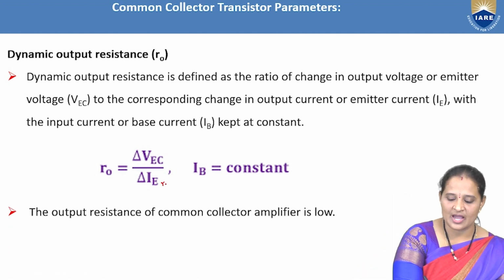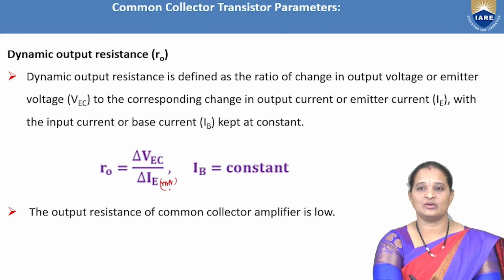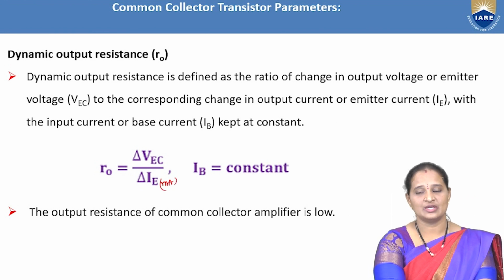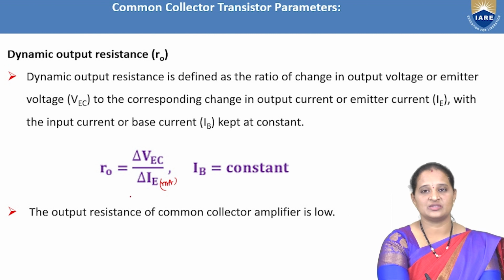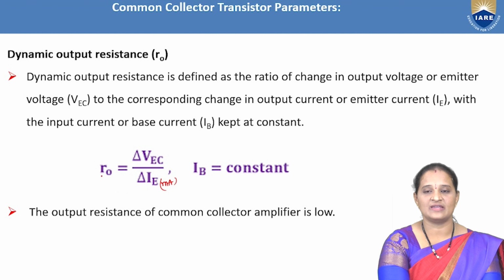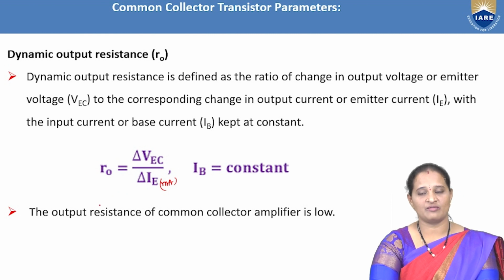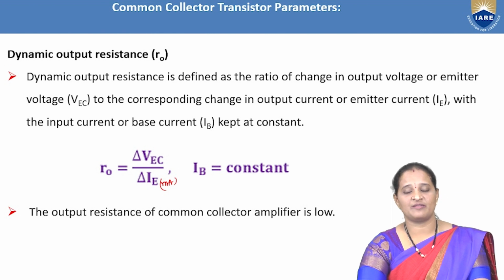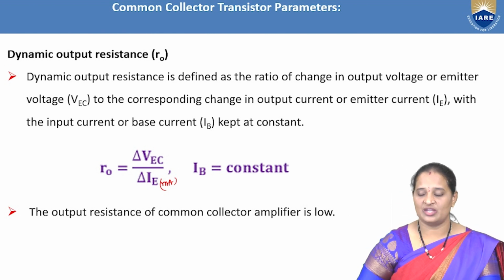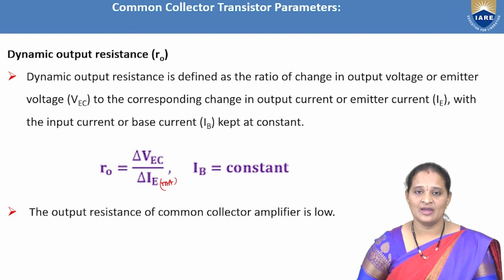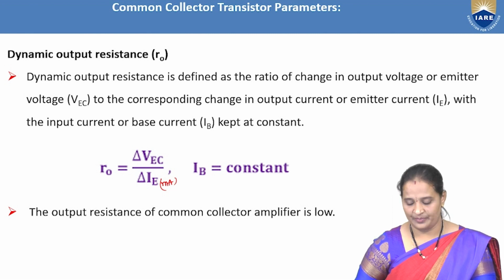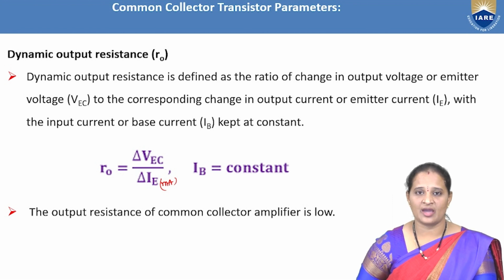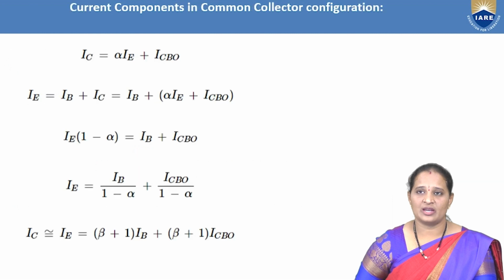So what is IE? It is of the order of milliamperes. That means here the denominator is high when compared to the numerator, and hence we can see that the ro value will be very low. So for the common collector amplifier, the output impedance is very low, whereas the input impedance is high and the current gain is also high. So these are the various characteristic parameters that we can calculate from the characteristic curves of this common collector configuration.